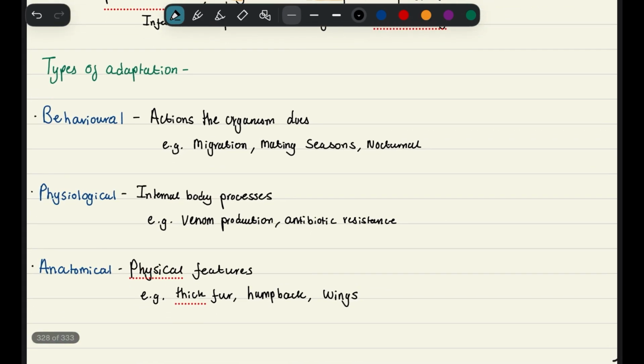And what's really important as well, just to know the types of adaptations we have. So behavioral: actions an organism does, you can see the examples there. Migration, mating seasons, or like some animals are nocturnal. Physiological: internal body processes, venom production you'll see with some snakes, antibiotic resistance for a lot of bacteria as well, and anatomical. So these are your physical features. So like animals that live in the Arctic, Antarctica that have really thick fur to deal with the temperature. Camels have the humpback. Bats or even some birds have wings so they can fly. These are kind of things that organisms will develop over time to help them to survive in their habitats.